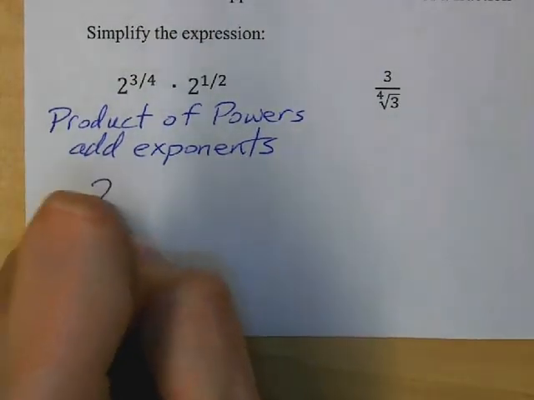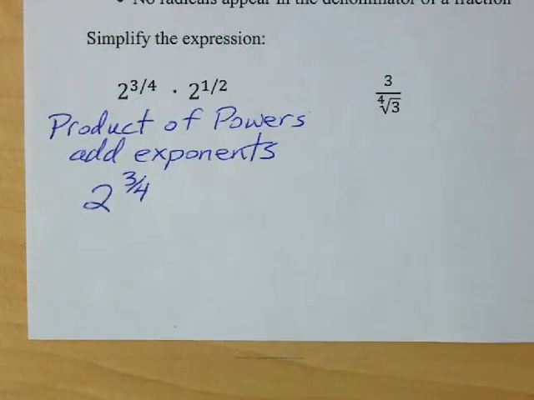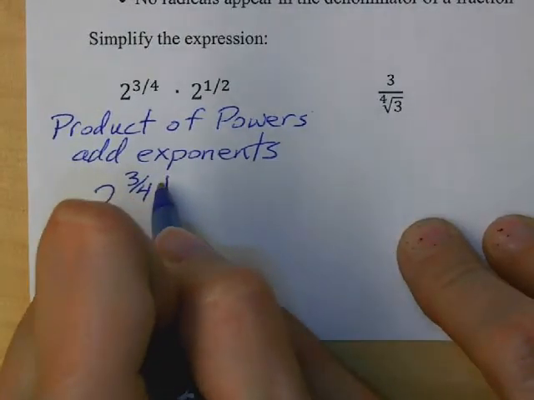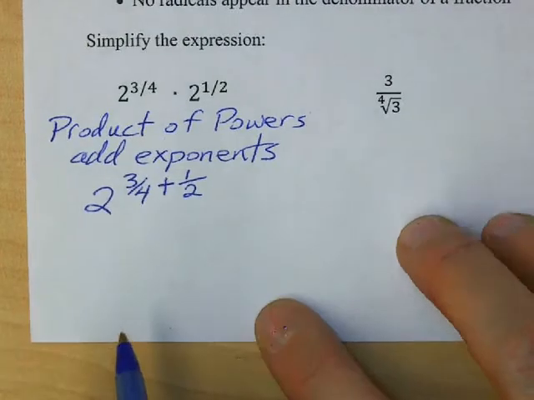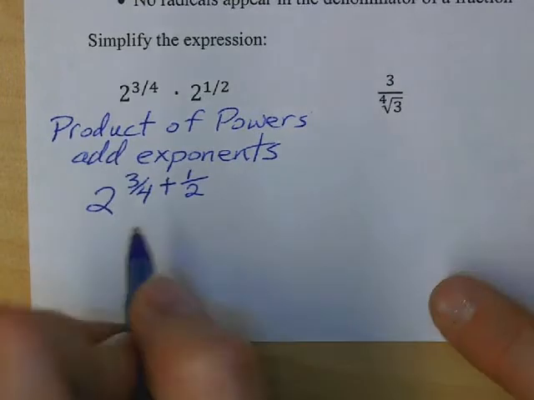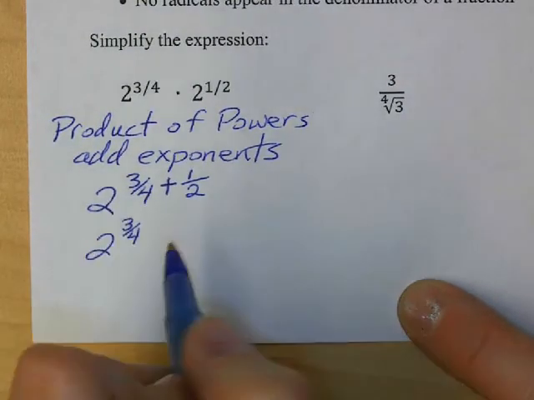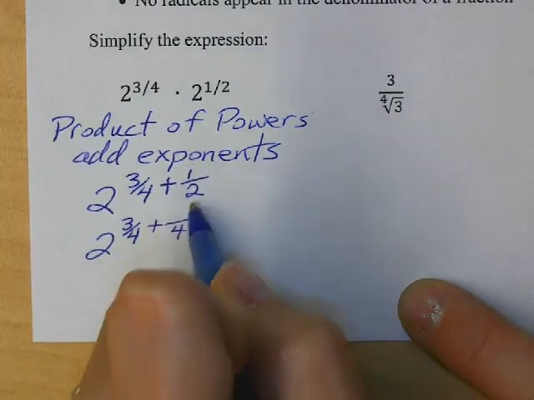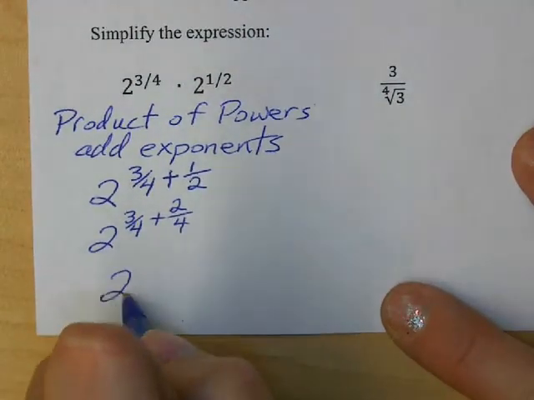So it's 2 to the 3/4 power times 2 to the 1/2. So the big number 2 stays the same. You just have to add the 3/4 and the 1/2. You have to add the little powers. You can do a calculator and add that, or you can get a common denominator. Like common denominator is 4. Like 1/2 is the same as 2/4. It ends up being 2 to the 5/4.